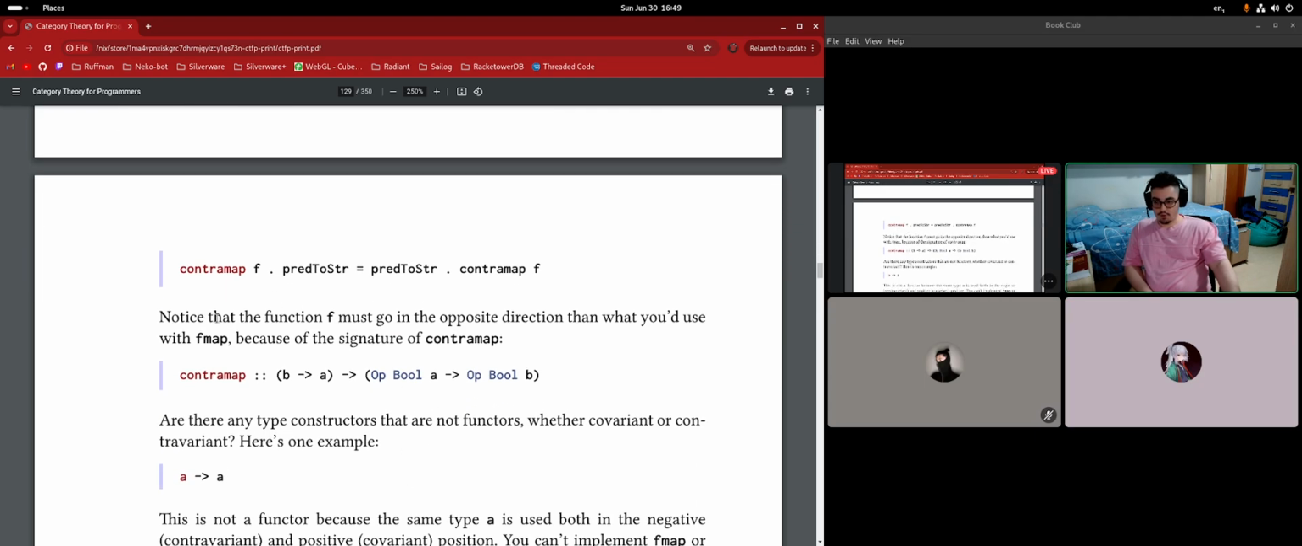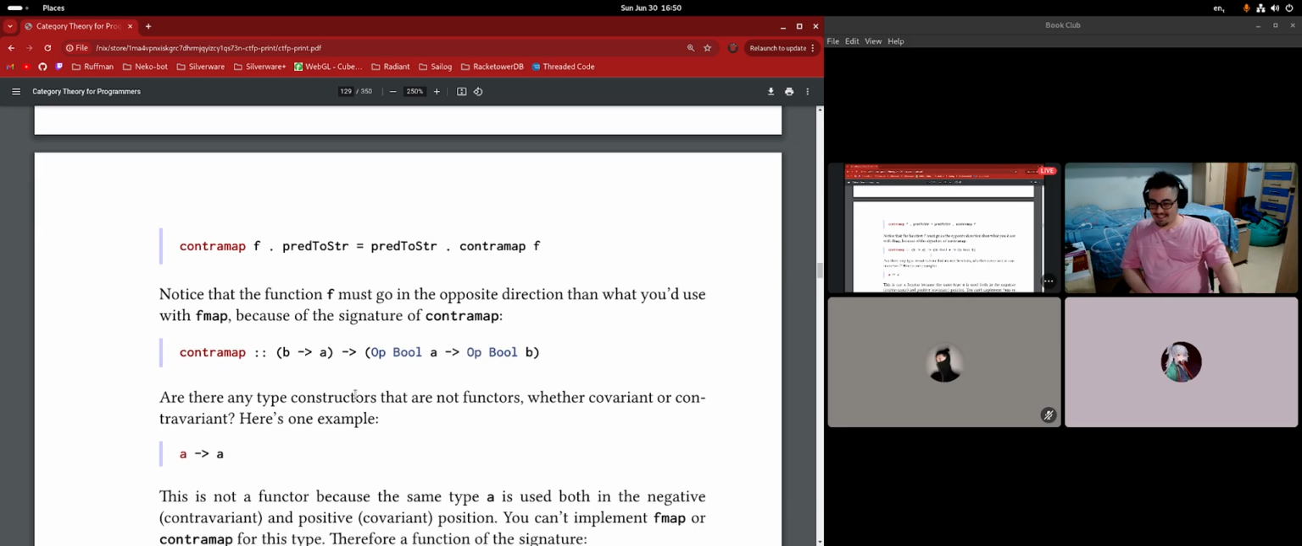So notice that the function f must go in the opposite direction than what we use with fmap because of the signature of contramap. Yeah, and then it took me a while. Again, I looked at this and I said, wait a moment. We have a B going to an A, and then there's an A here and a B here. But then I got reminded, no, I need to rewrite these OPs things to how they are supposed to be used. And then I noticed that, oh yeah, this actually makes sense.